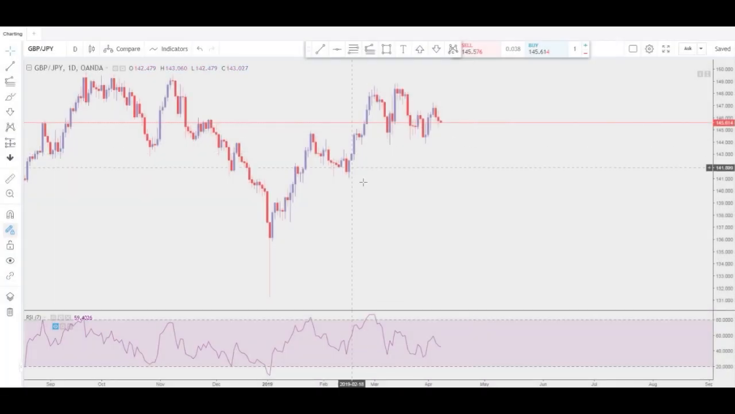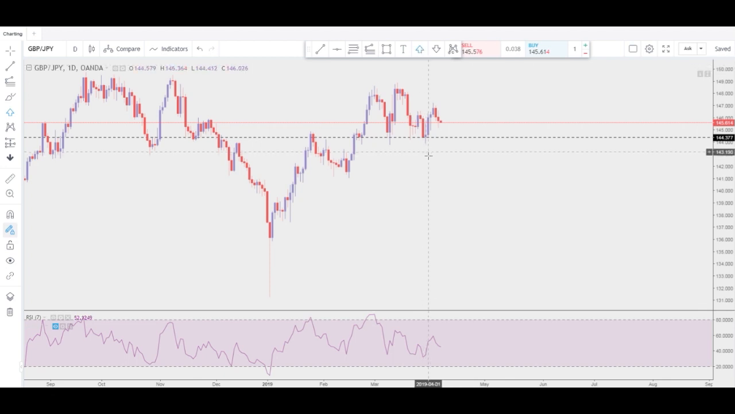The next pair I'm looking at, traders, is the pound yen, and again we're on the daily time frame. I'm going to draw my support and resistance where prices found recent support, and it's at this level right here at 144.37. I'm going to put a horizontal line straight through that, and I'm going to show you how this level has been respected over time.